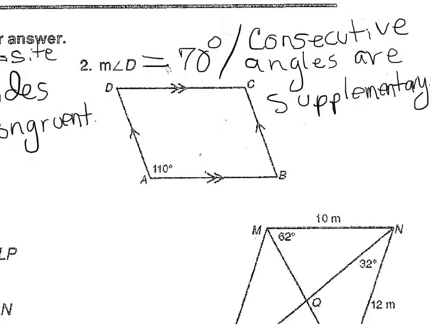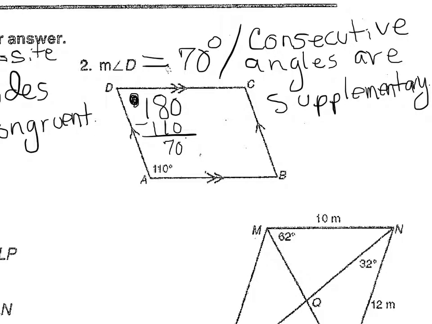Okay. Number 3, yes. Good point. How did you get 70? Well, this right here is what we look for, right? Both A and D are supposed to add up to 180. So it's going to be 180 minus 110 from angle A, and that gives you 70. Because they're supplementary. Yes. Okay.